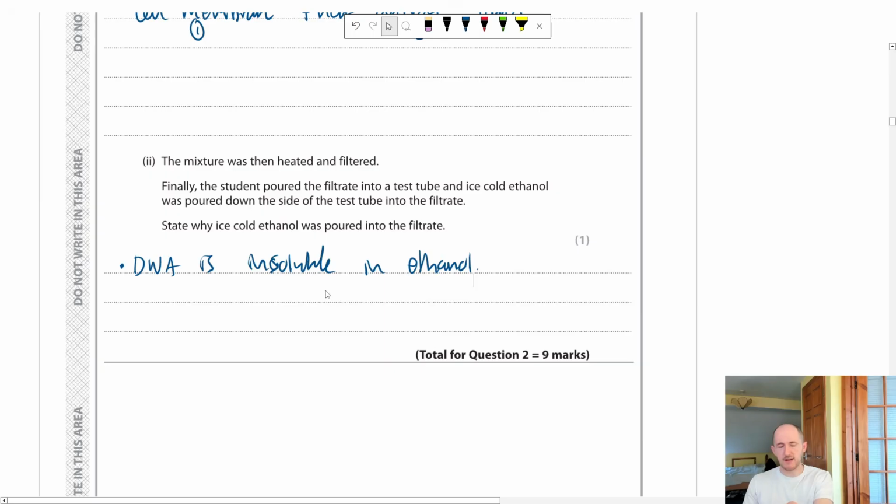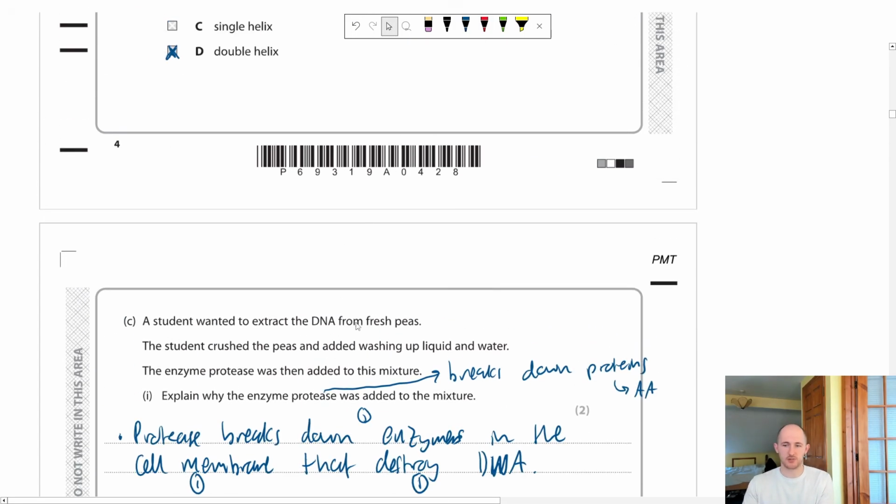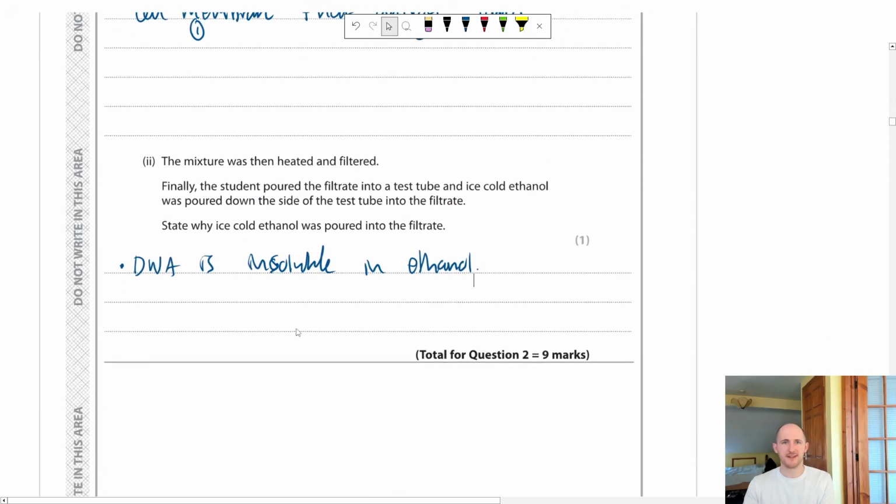Same thing here. If we left it in water or by itself, we can't actually see the DNA. However, because it's insoluble in ethanol, you will see strands of DNA floating around in the ethanol, which will help you because, what's the whole point? He wants to extract it, he wants to be able to see it, right? That's the whole point of the experiment.